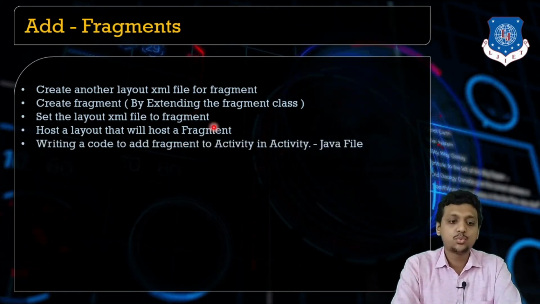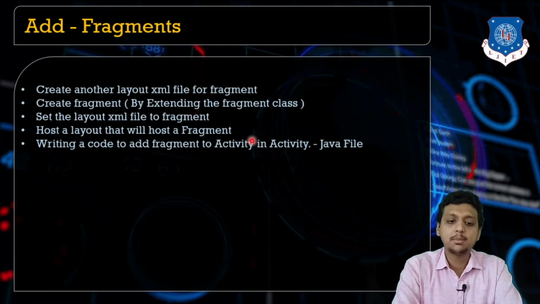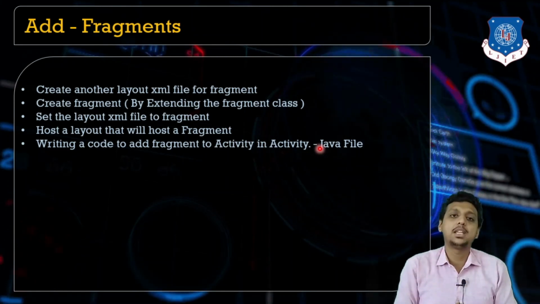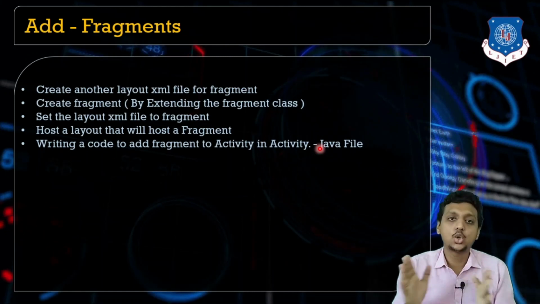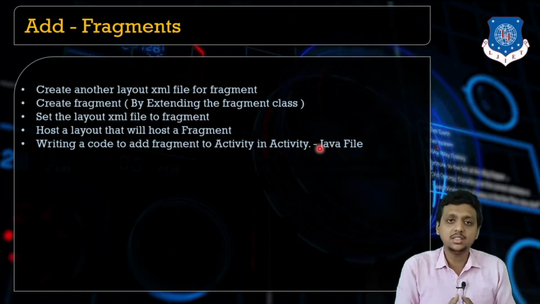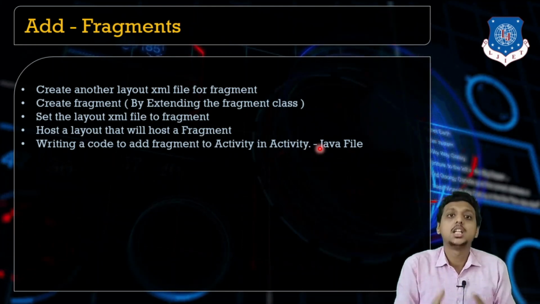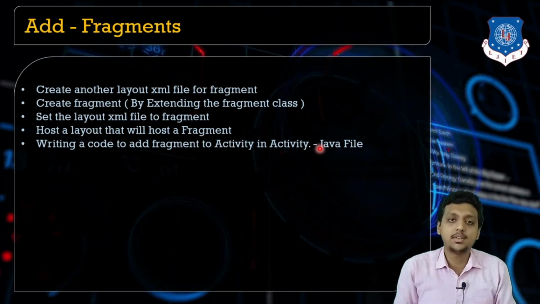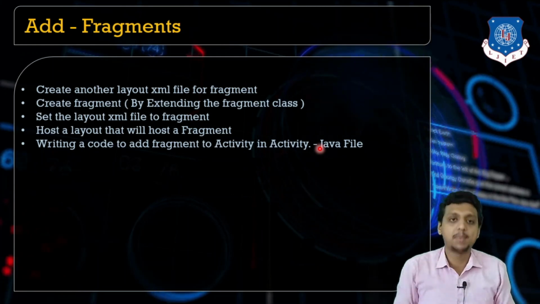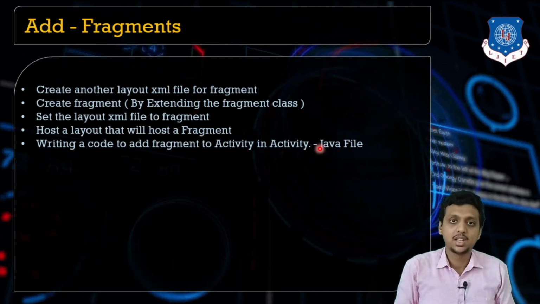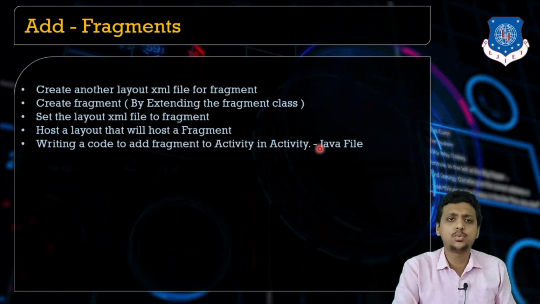Next, write code to add the fragment to the activity in the activity.java file. And the last step is to write code that calls a method like an add fragment method. We need to create that method and write it into the Java file, to add the fragment. These are the five steps to add the fragment. Now let me show you the simple code for that.